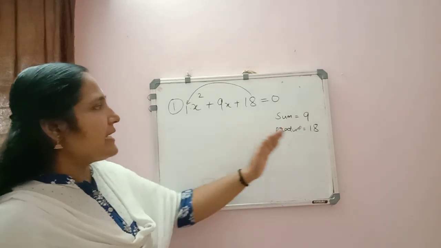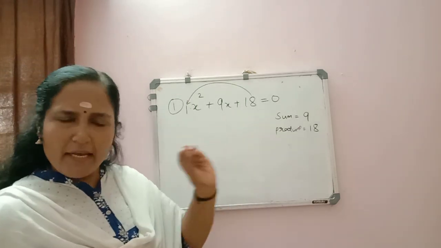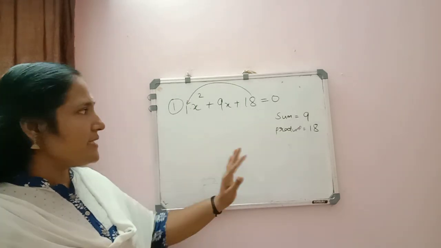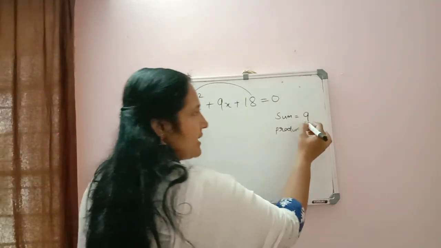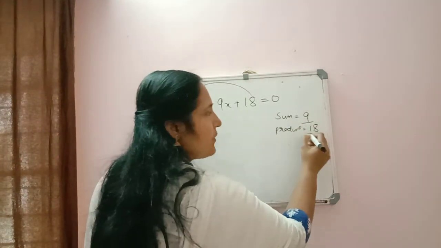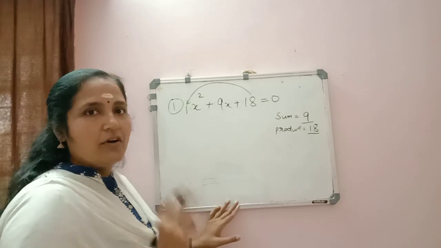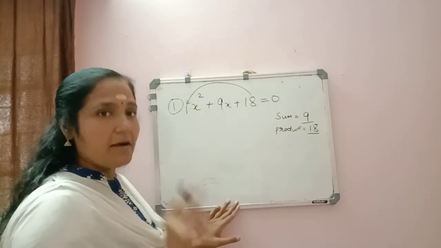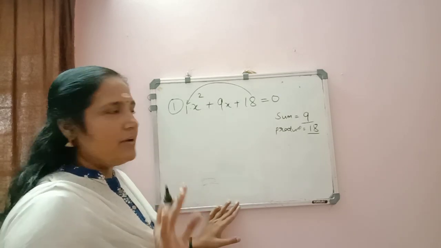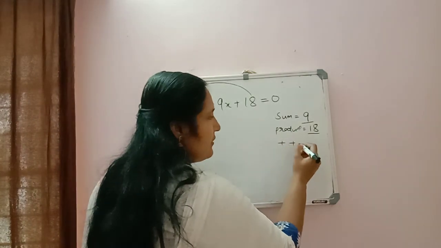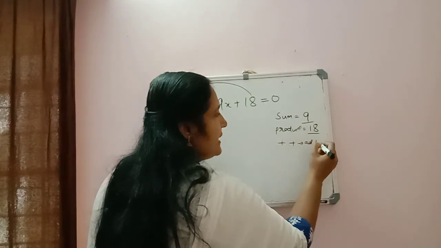Sometimes you will get the numbers easily. If any problem is there in getting the numbers, just check the concept. Our sum is positive and product is also positive. So both the numbers which you take should be positive. If both the numbers are positive, then we have to do addition.